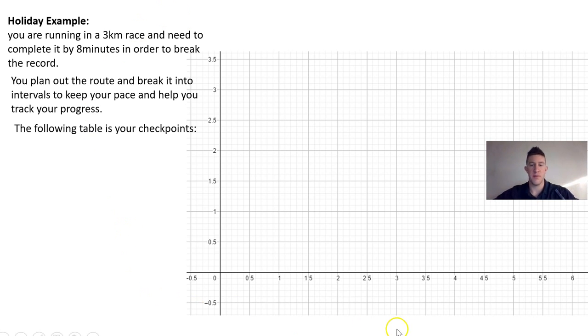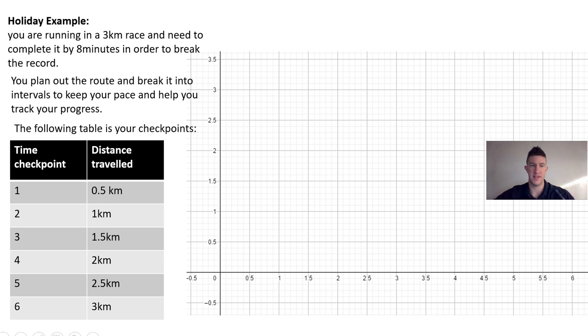If you were running in a 3-kilometer race, and you need to complete it by 8 minutes in order to break the world record, you can plan out the route and break it into little intervals to keep your pace and help track your progress. So if you were timing as you were running, and you knew what distance you were at, it's your way of saying, am I ahead of time, am I behind time, or am I just on time to break the record? So the following table is your checkpoints.